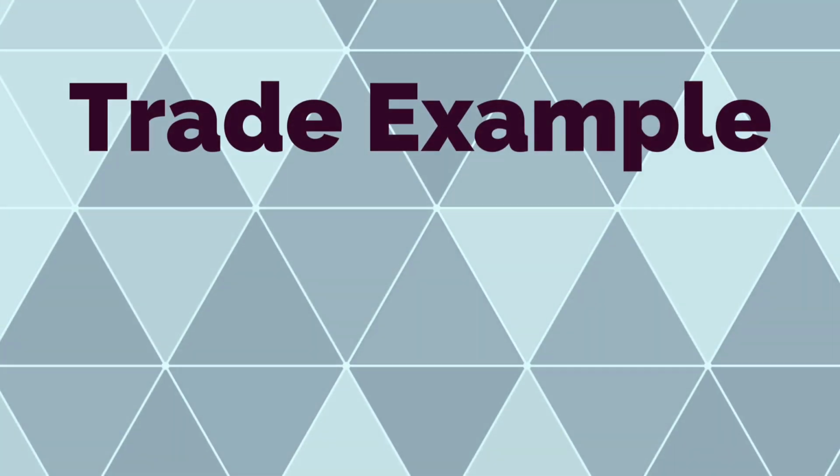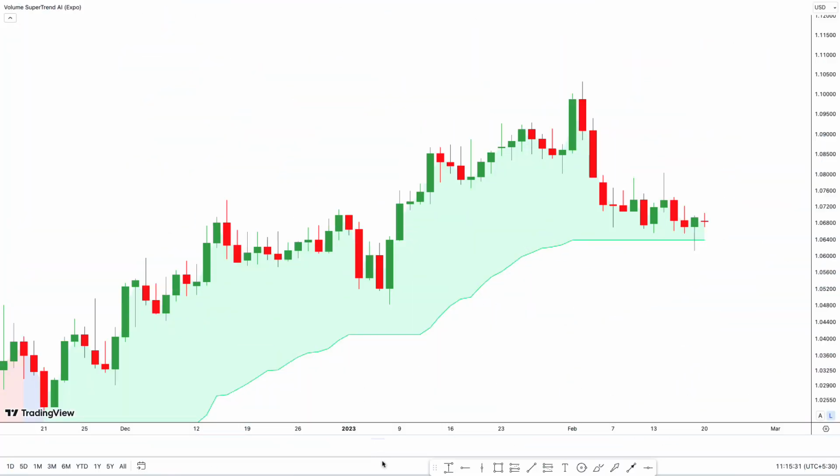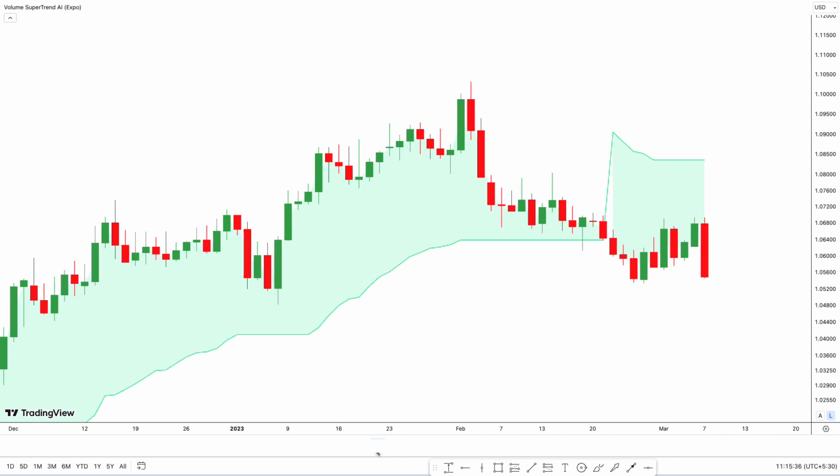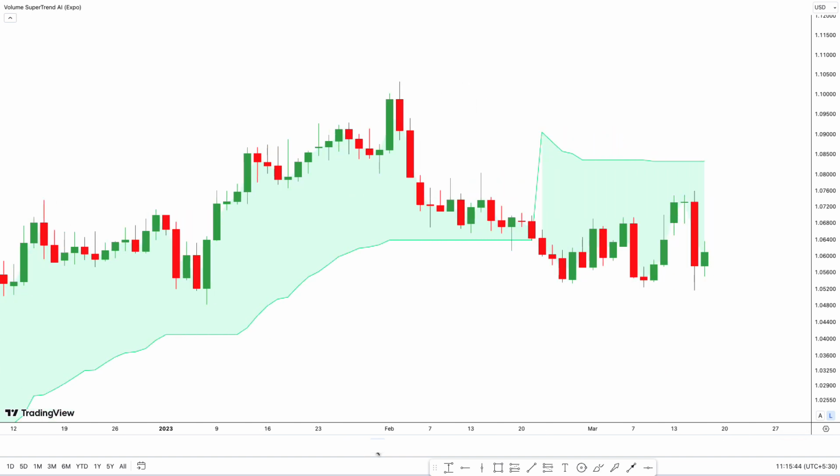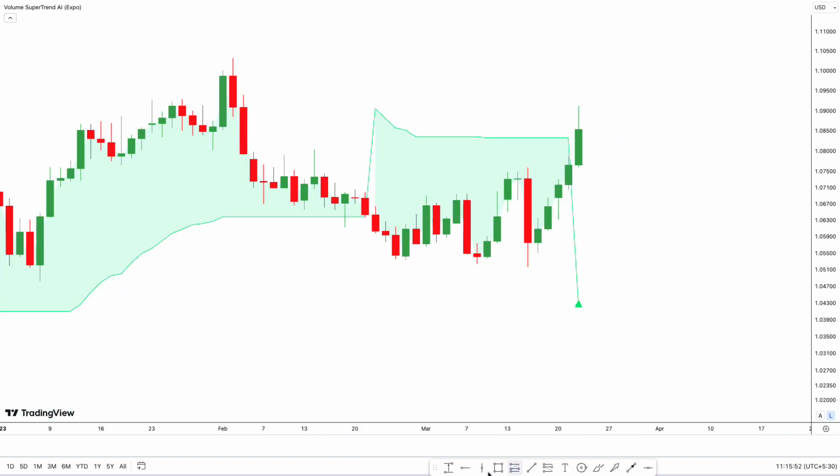Now to take a long trade with this indicator, these are the conditions. The trend ribbon should be colored green to indicate that the market is in a bullish trend. And then we're going to wait for a green upward arrow to be printed to indicate a bullish trend continuation.